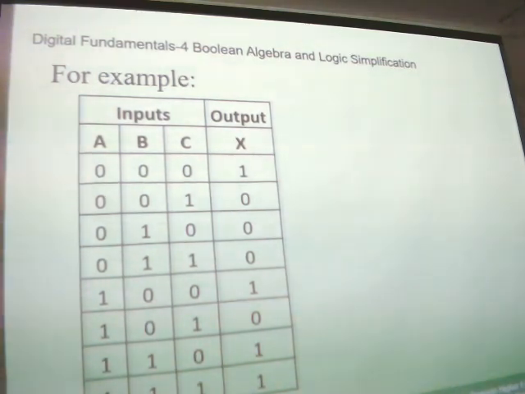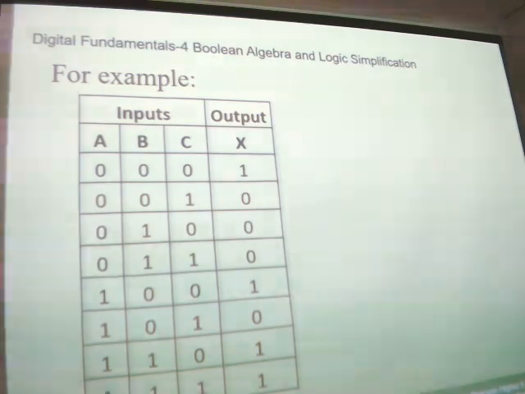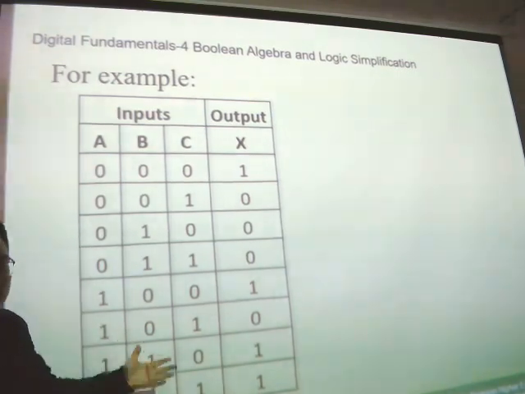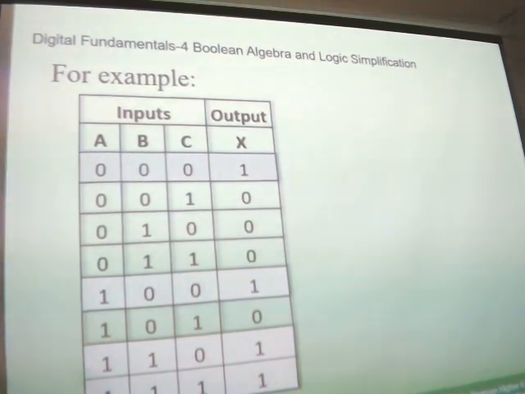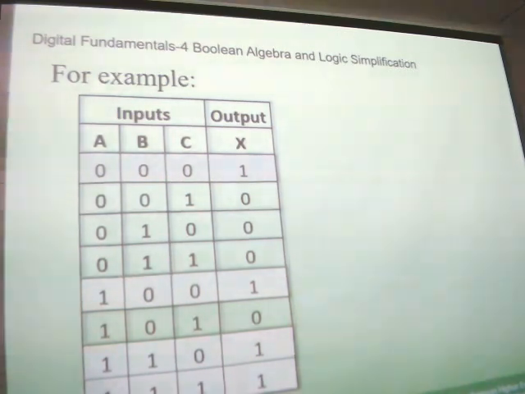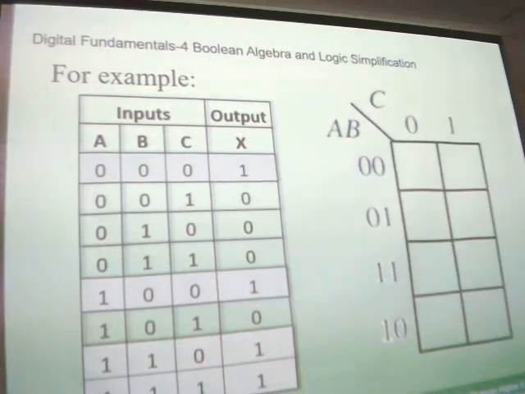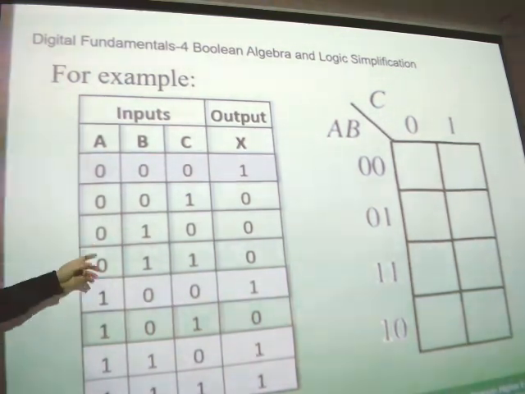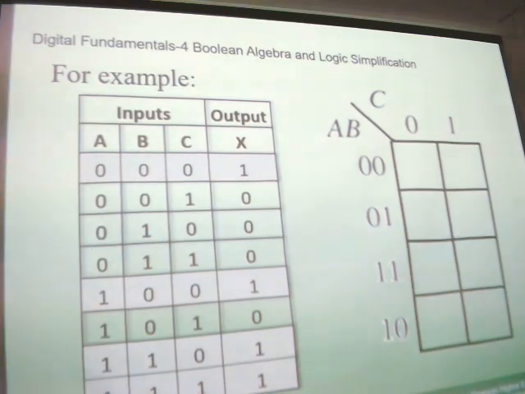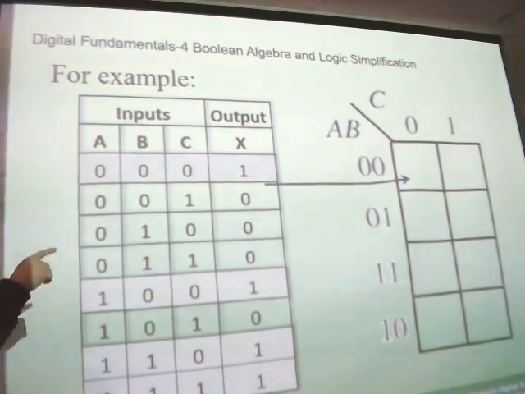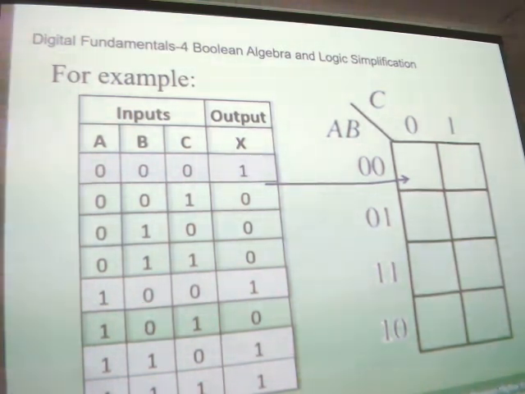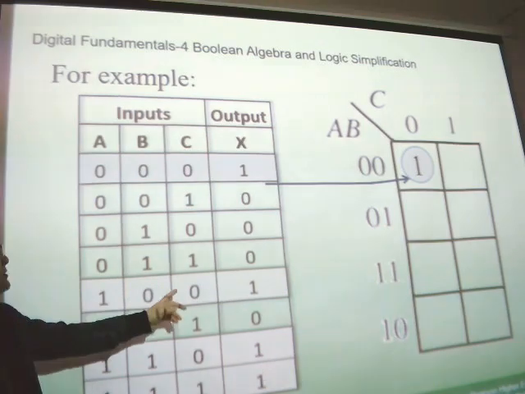First, we must find out which output is equal to 1. There are 4 product terms equal to 1, so there are 4 ones in the Karnaugh map. The first is 0, 0, 0, so the first one in the cells is 0, 0, 0. The second is 1, 0, 0.